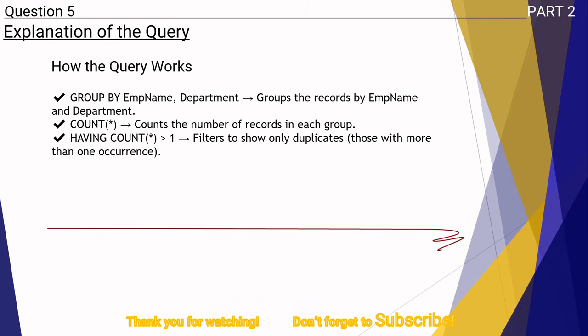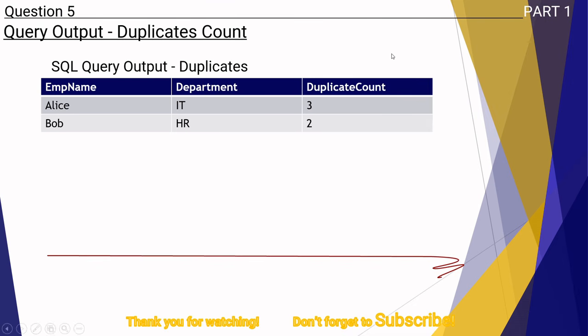First, we use the group by clause to group records by emp name and department. Then count how many times each combination appears. The having count greater than 1 condition ensures that we only show the duplicates.